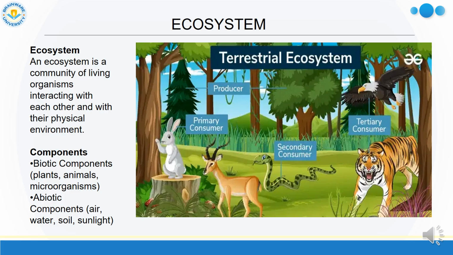Now, what is component? Actually, components present in our environment can be categorized into two major parts. First one is biotic component and second one is abiotic component. Biotic component means living organisms, because bio means life. So biotic components mean living organisms like different kinds of plants, animals, birds, microorganisms, human beings, etc.